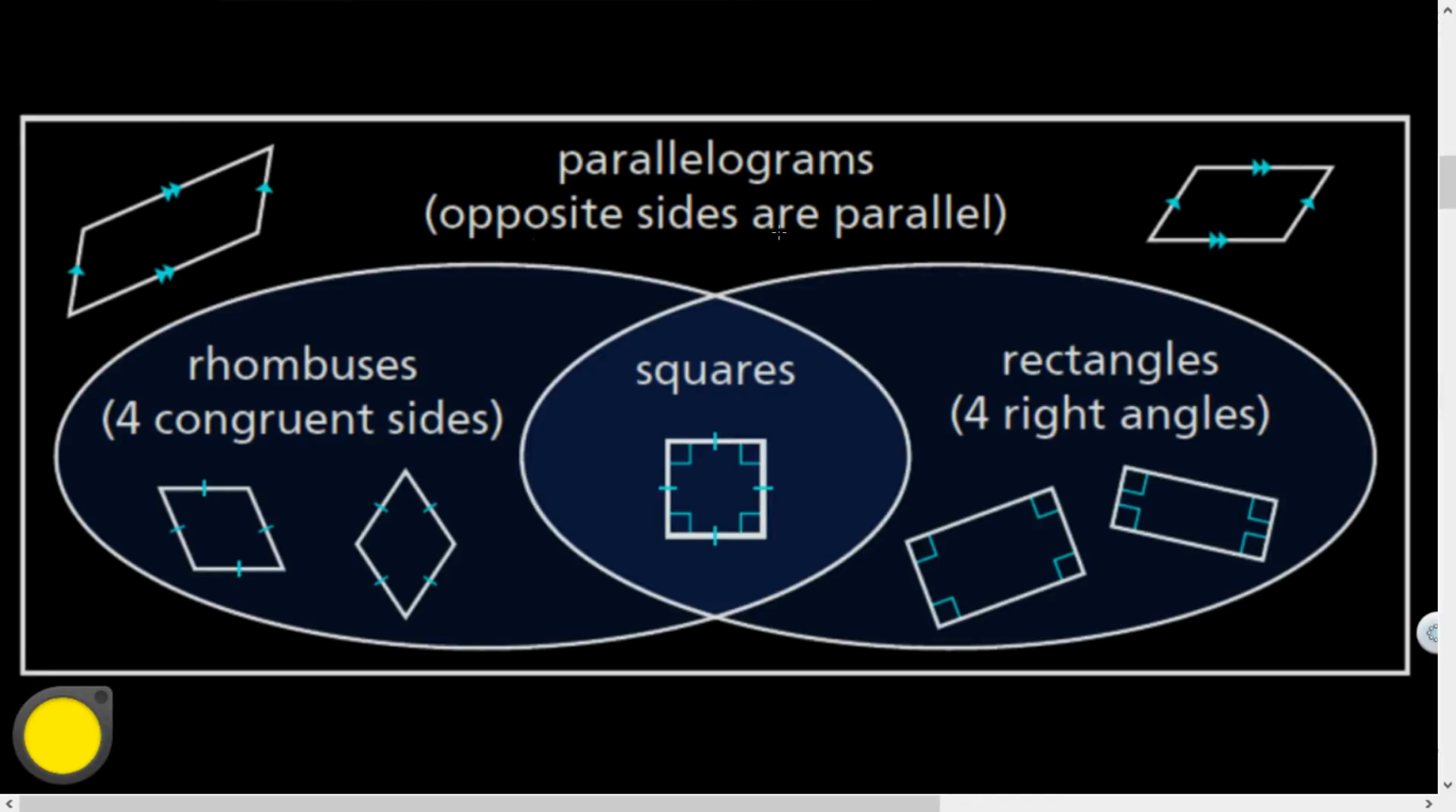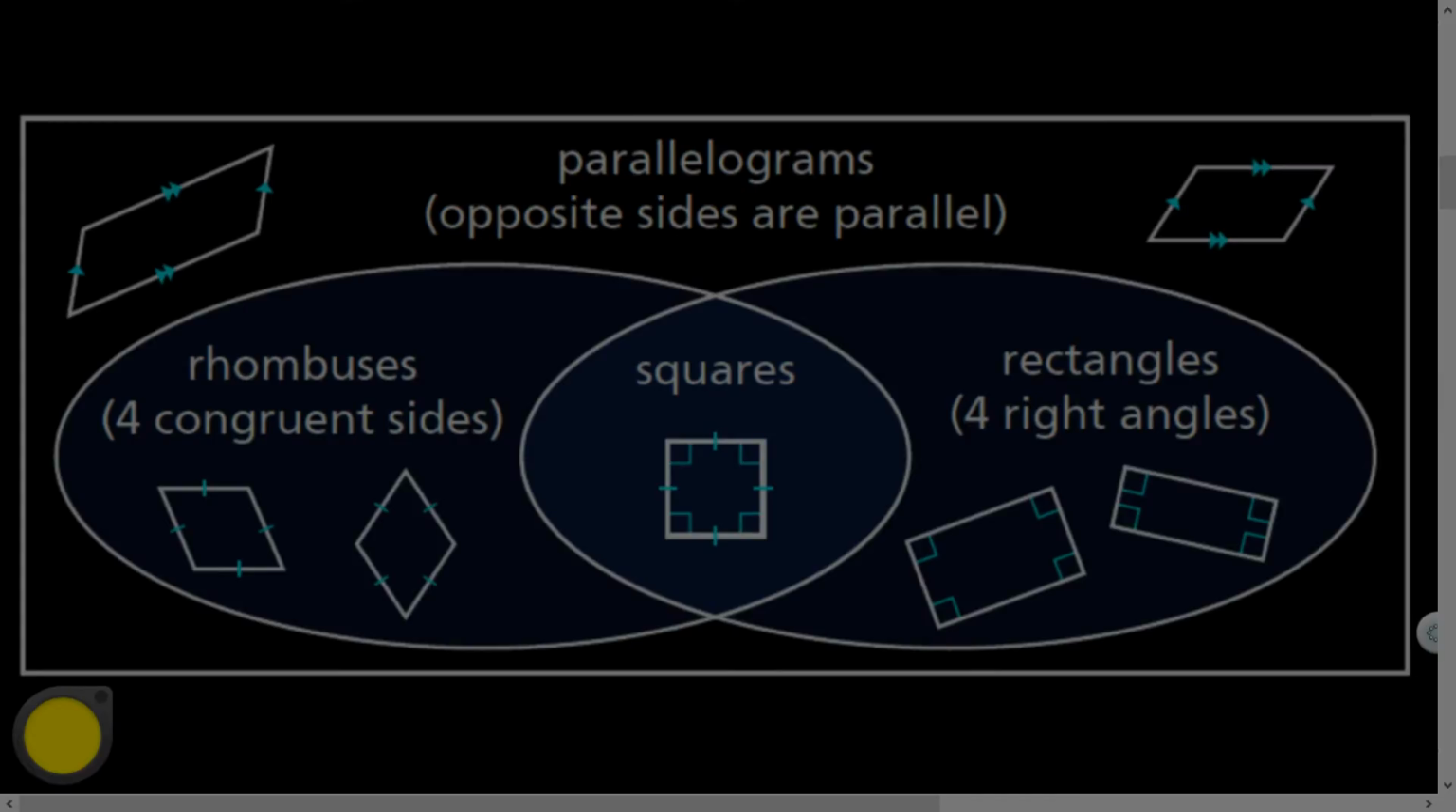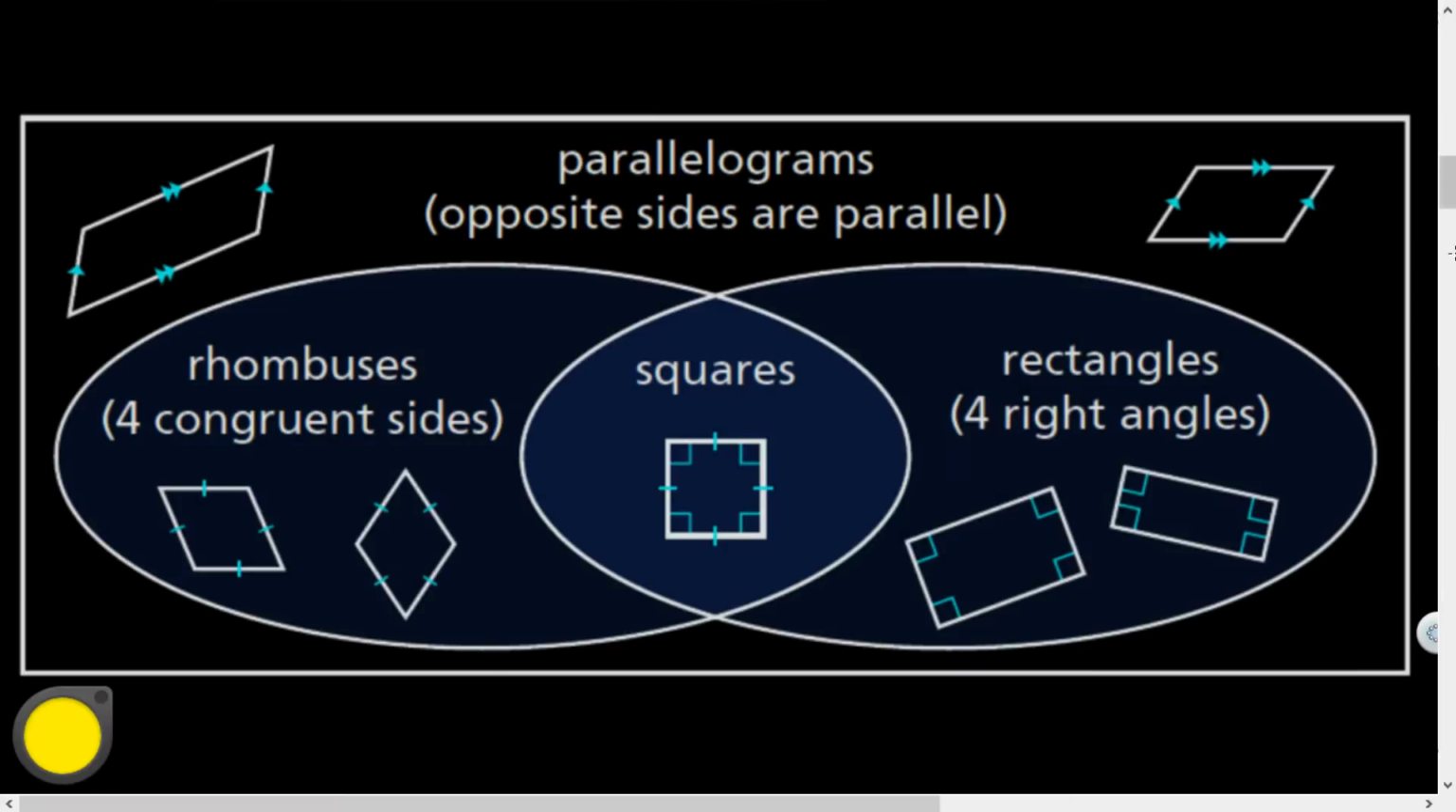Parallelograms, by definition, have opposite sides parallel. Within parallelograms is a subset of those that are referred to as rhombuses. That's this oval over here. Rhombuses have 4 sides congruent. So you've got some like this, or that, or this. And then we also have some parallelograms that are rectangular, that have 4 angles that are congruent. And notice the squares are the overlap between both rhombuses and rectangles. So there we've got this lovely little sketch that shows the relationship between all of those things.